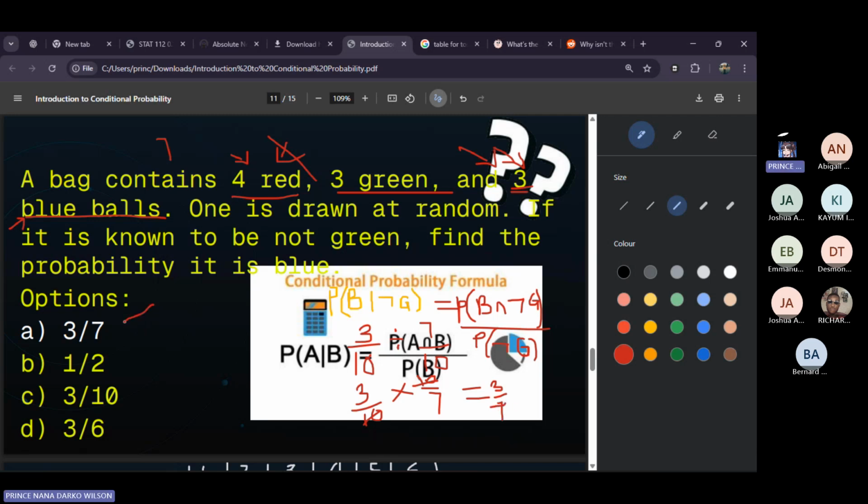But I'm interested in the fact that we all got 3/10, right? So I want to hear how your working was done, and let's see if there is a little misunderstanding somewhere or if it was just an honest mistake.